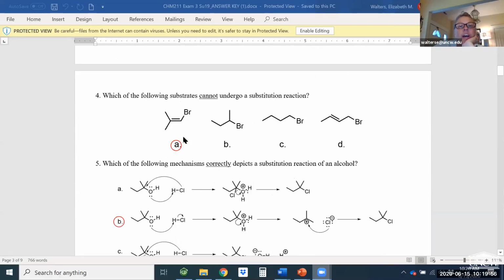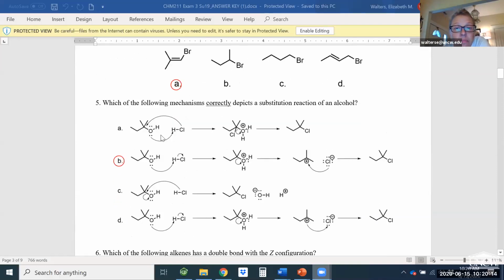Okay, 4 is recognizing when you can or cannot, with the identity of the substrate, undergo substitution. So this is an alkyl halide. This is a vinylic halide. Vinylic substrates don't go through substitution reactions at all. This is recognizing just correct arrow flow. So you have to go from electrons to atoms. And this is a tertiary substrate, so you can't have nucleophilic attack until you've made a carbocation intermediate.